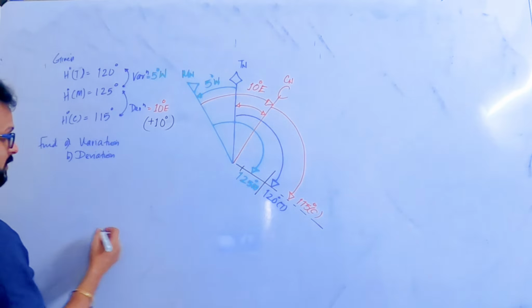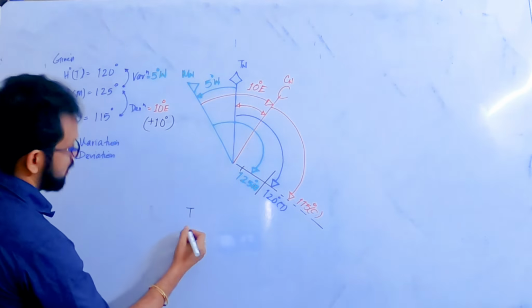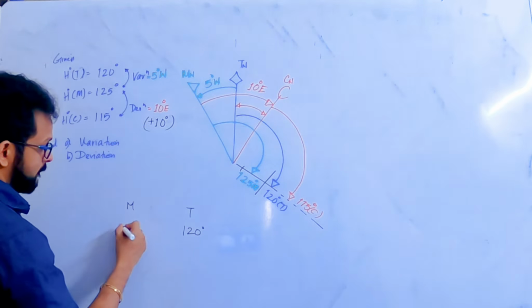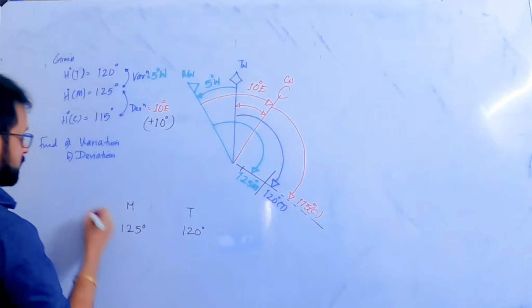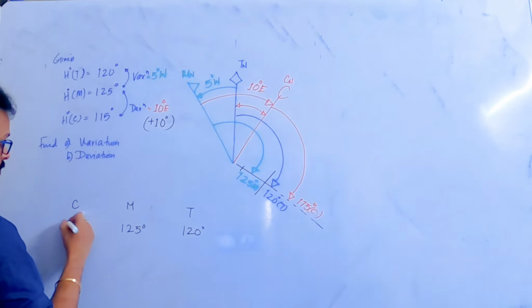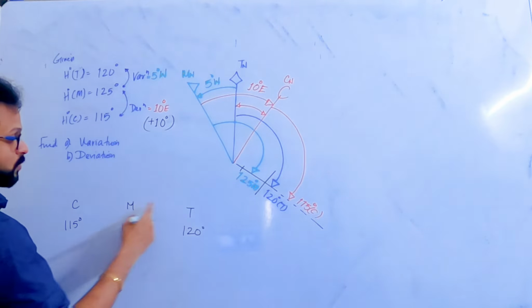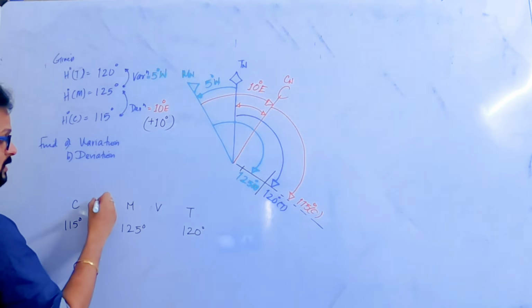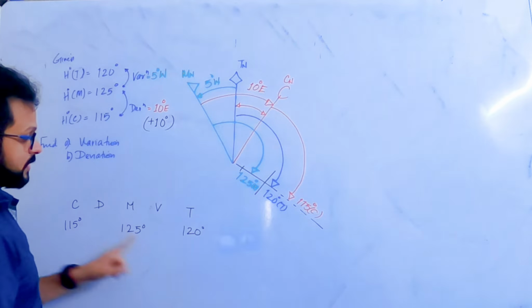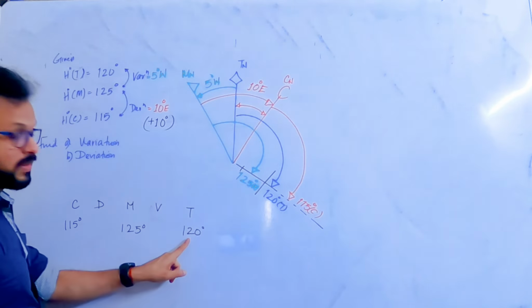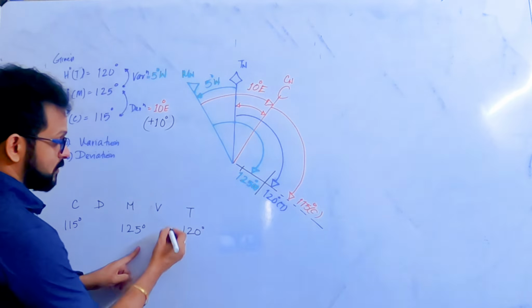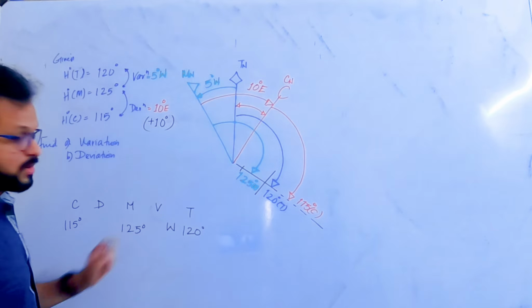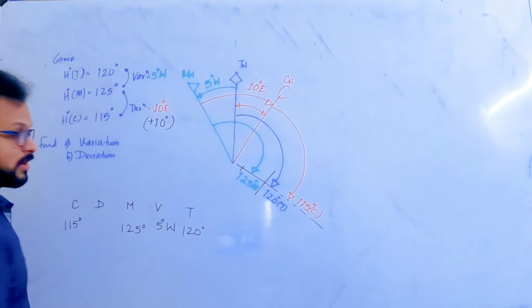So in the question you can see that they have given my true heading. The true heading is 120 degrees. Then they have given me the magnetic heading, which is 125 degrees. And then we have the compass heading, which is 115 degrees. So what connects between true and magnetic is the variation, and magnetic and compass is the deviation. Now you can see here that magnetic is more than true, or magnetic is best, which means the variation has to be west, right? And the difference is 5 degrees. So variation is 5 degrees west.